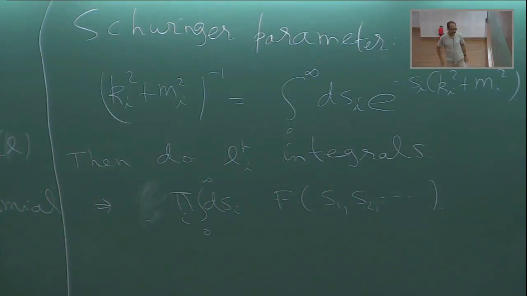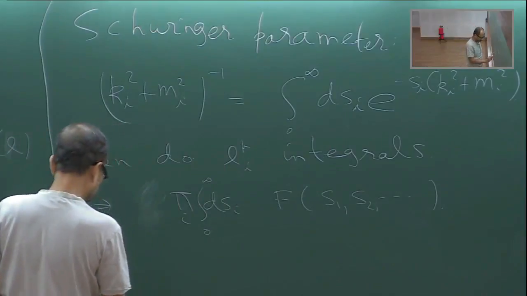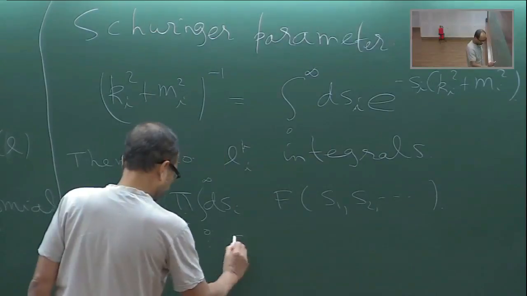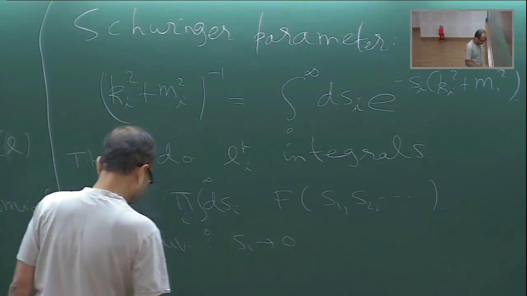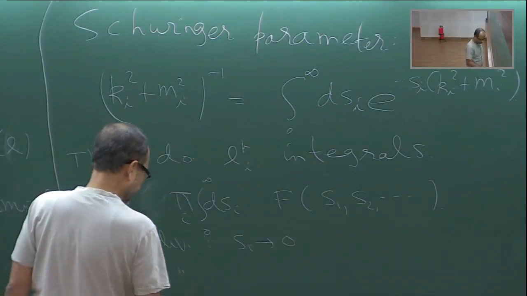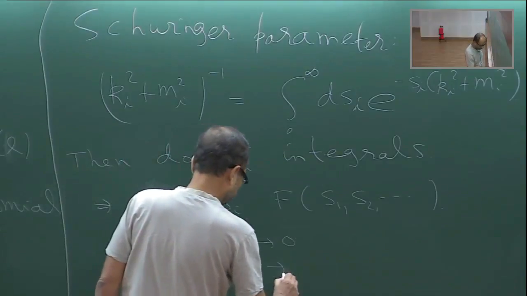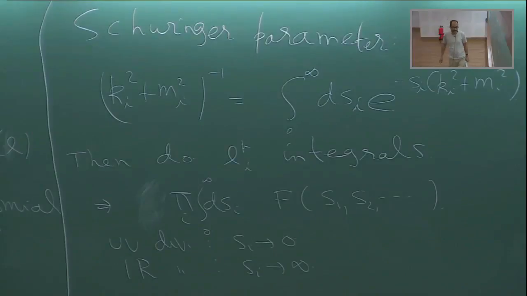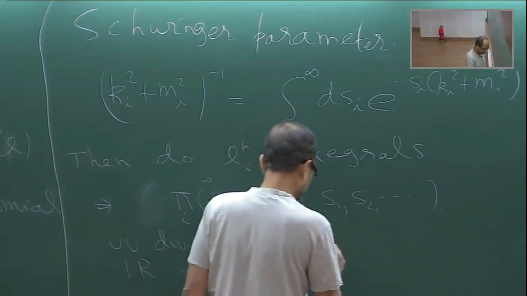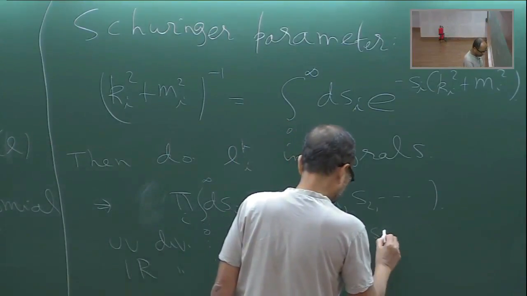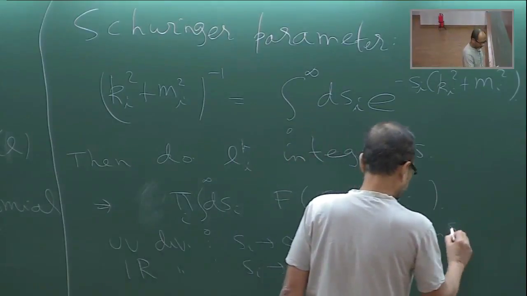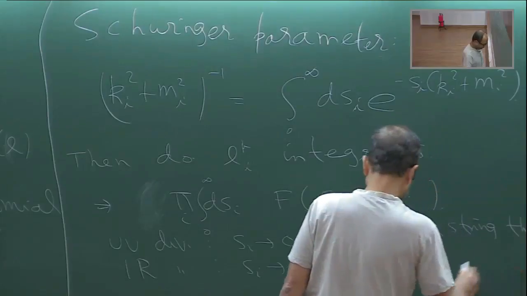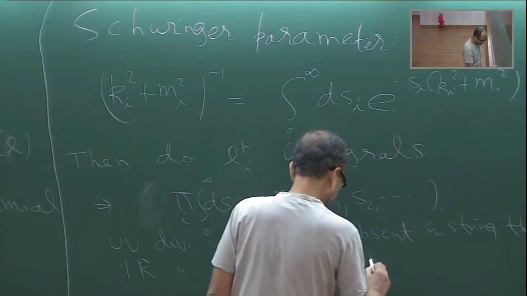In this language, in quantum field theory, UV divergences come from s_i going to 0, and IR divergences come from s_i going to infinity. As I have already said, the UV divergences are absent in string theory. The IR divergences, however, are present in string theory.